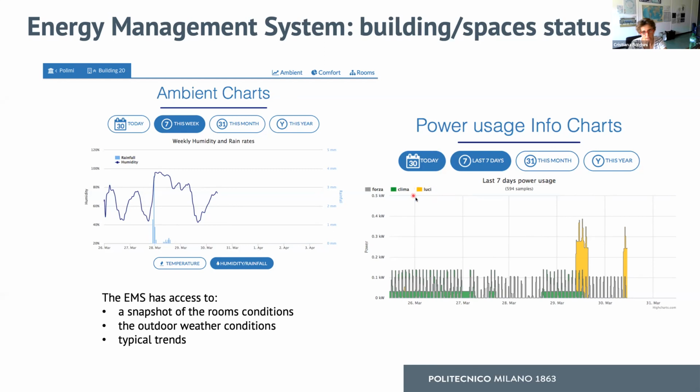They are in Italian, as much as luci means light, so the yellow are the lights that are usually turned on during the last part of the day. Clima is the conditioning of the rooms, so the fact that we spend there the energy, and the rest is for supporting the computers in the room. So this is how the energy is spent.